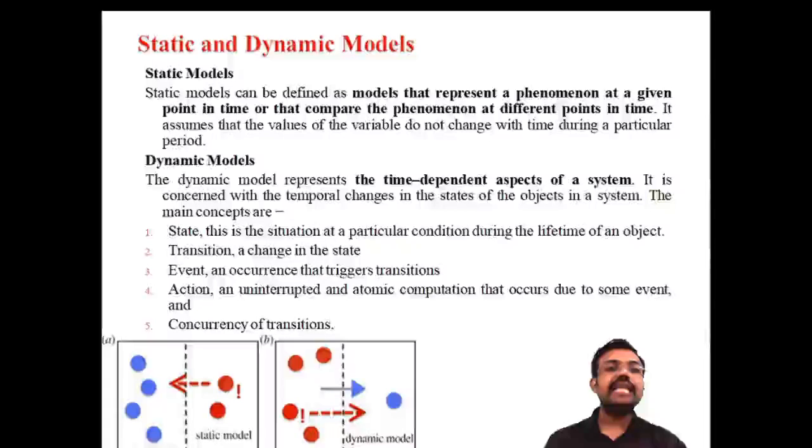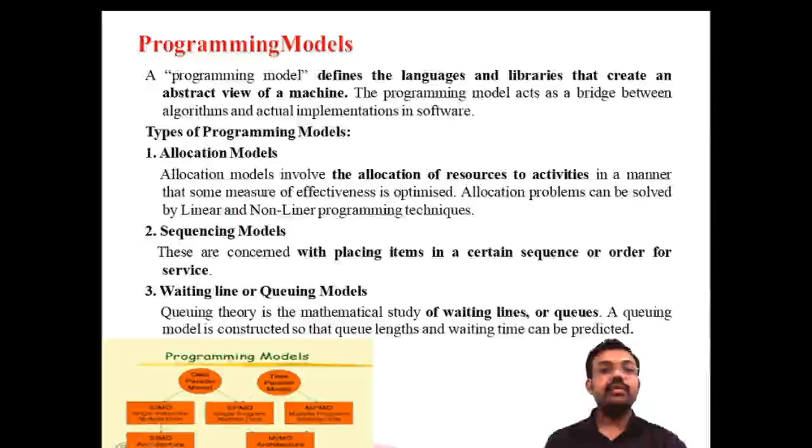And third one, static. Static means it's like a phenomenon at a given point of time, comparing the different points of time. That is static. Another one is a dynamic model. The dynamic changes according to the situation. That is a dynamic model. There's a programming model. The last one is the programming. We are using the language, computer language. That same is programming.